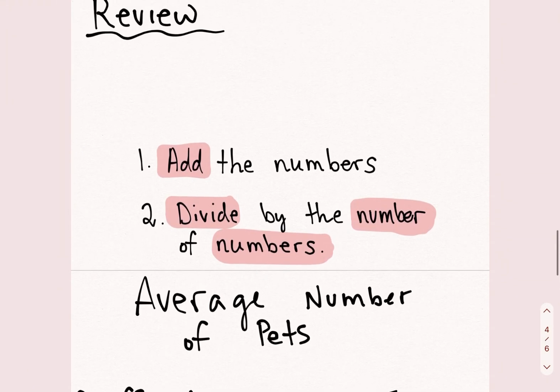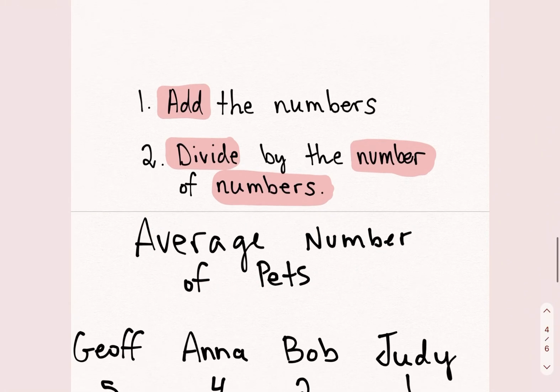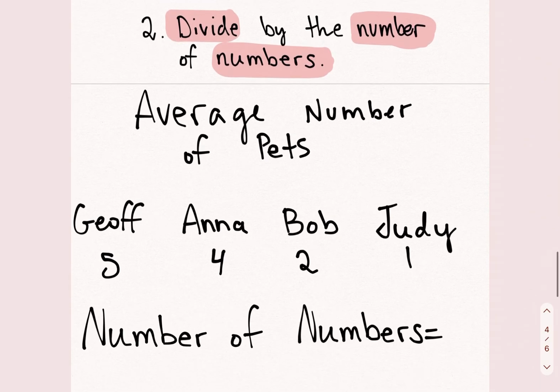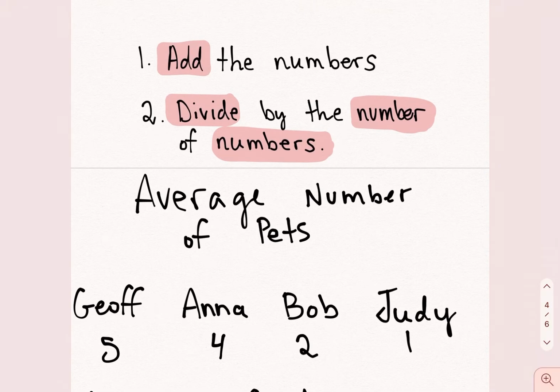Let's try another example here for practice. This will be a good one for you to try in your math notebooks. So if you want to take some notes, go ahead and pause and write this down. And if you want to solve this next one on your own, go ahead and write down some of these numbers here. So here we have the number of pets that a few teachers at J.J. Hill have. Jeff has 5 pets, Anna has 4 pets, Bob has 2 pets, and Judy has just 1 pet.